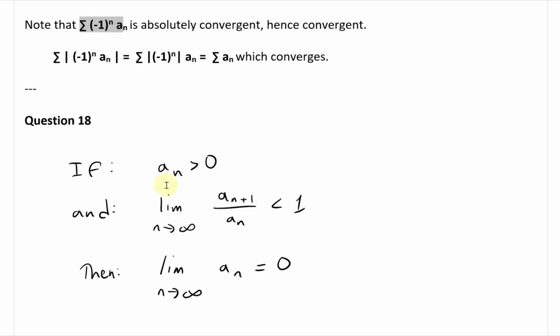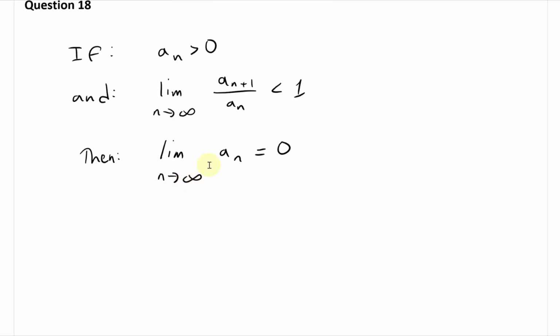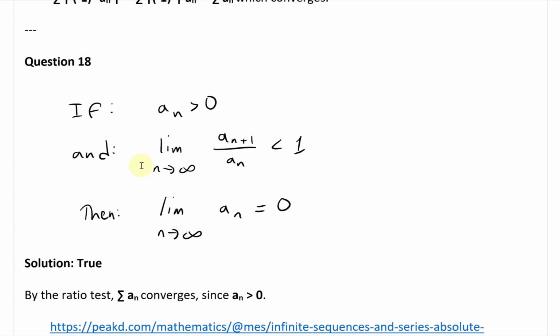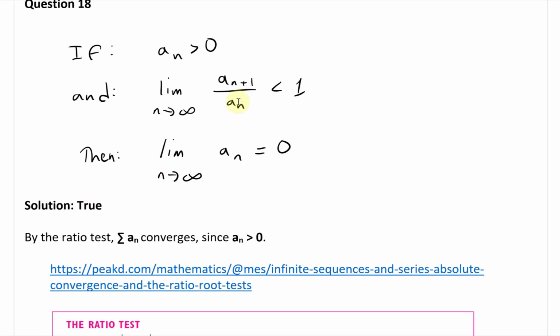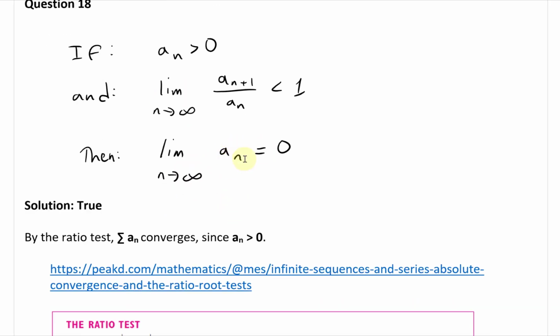This one states, if an is greater than 0, and the limit as n approaches infinity of an plus 1 divided by an is less than 1, then the limit as n approaches infinity of an equals 0. All right, let's take a look at the solution here. And this is in fact true. This is just a ratio test. If it's less than 1, then that means it's convergent because this is greater than 0. Then if it's convergent, then this sequence has to go to 0.